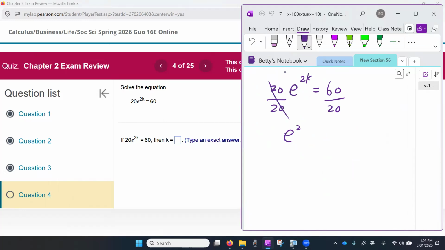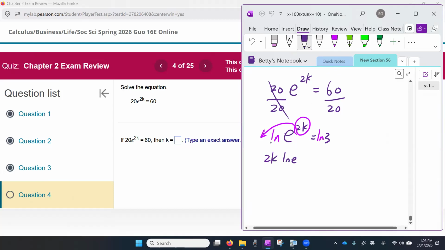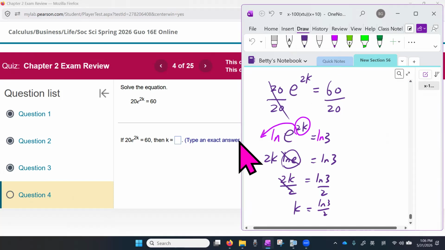We have e to the power of 2k equals 3, right? And then we're going to apply ln on each side. And we're going to bring 2k in front of ln e. We have 2k times ln e equals ln 3. One more time. Again, ln e is 1, okay? So we have 2k equals ln 3. Divide each side by 2. We have k equals ln 3 over 2. K is ln 3 over 2.